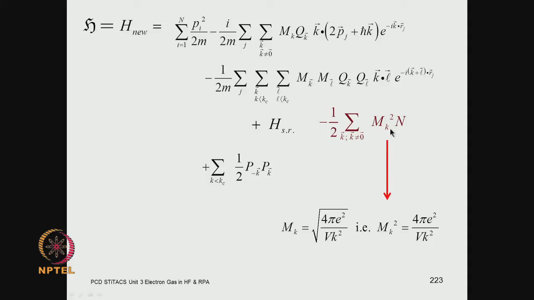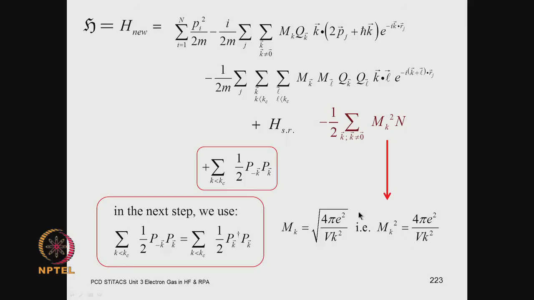Now, m_k squared n, you know that m_k depends on this k squared in the denominator. So, m_k really does not matter with this, it does not change with respect to sign. You are working with m_k squared. So, you can write out this term in terms of this 4 pi e squared by V k squared factor. You have this term, but P minus k is the same as P_k dagger, and P_k is written over here.